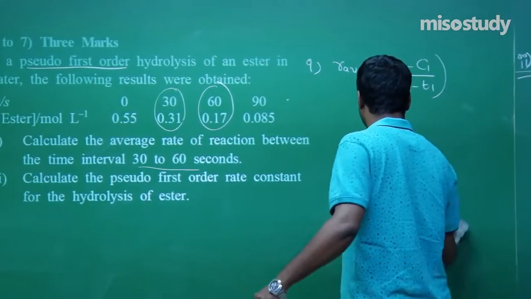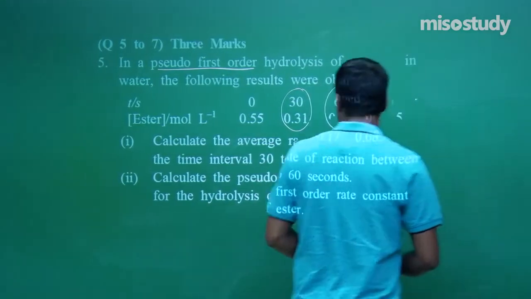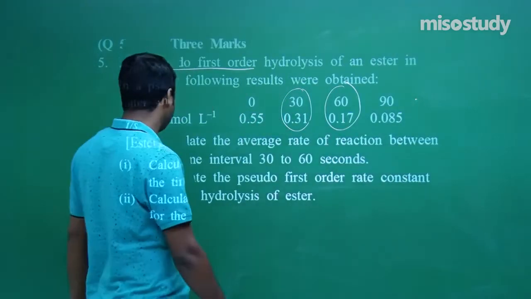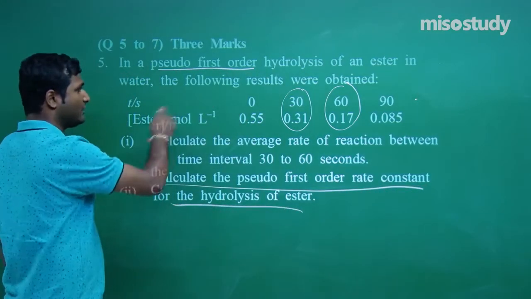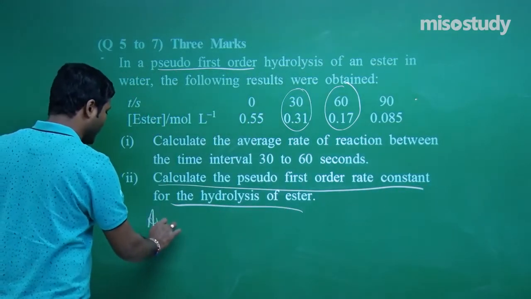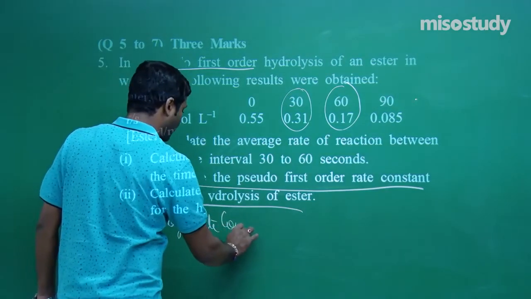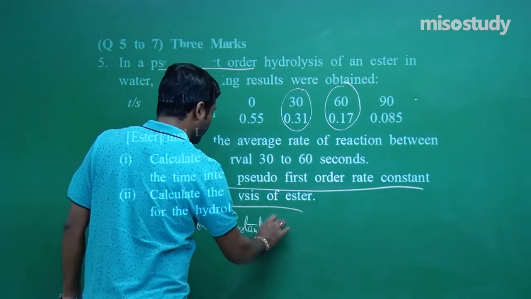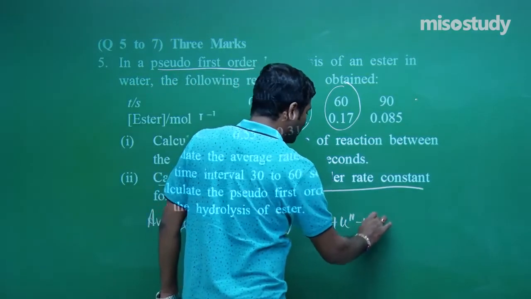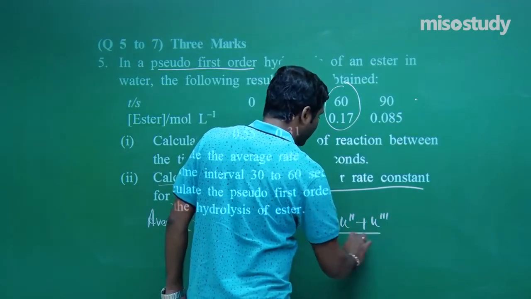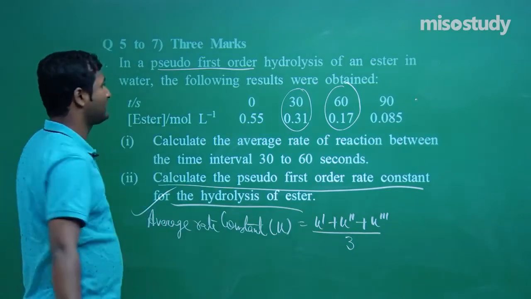Now what we get after solving, we get the rate constant. Here it is given: calculate the pseudo first order reaction rate constant. Now there are 3 intervals, so we will write here the average rate constant, my friend. Average rate constant K is equal to K dash plus K double dash plus K triple dash divided by 3. Put the value, you will get the exact answer of this reaction.